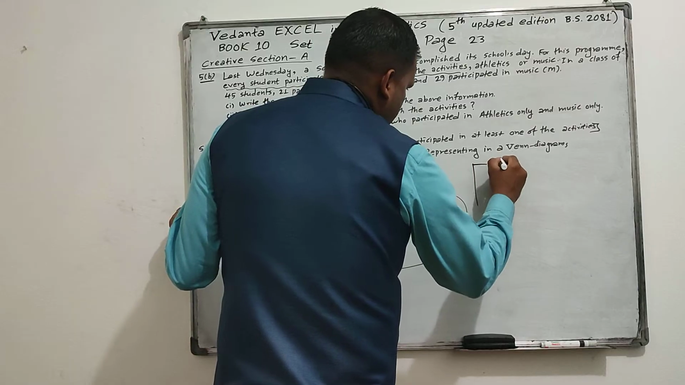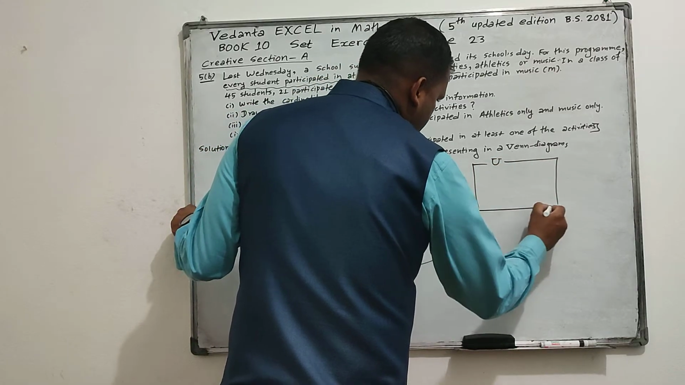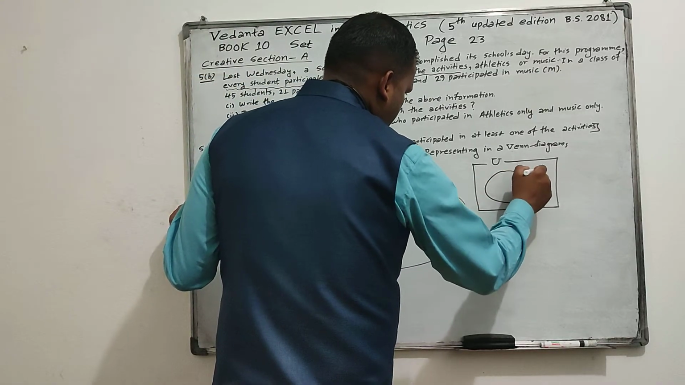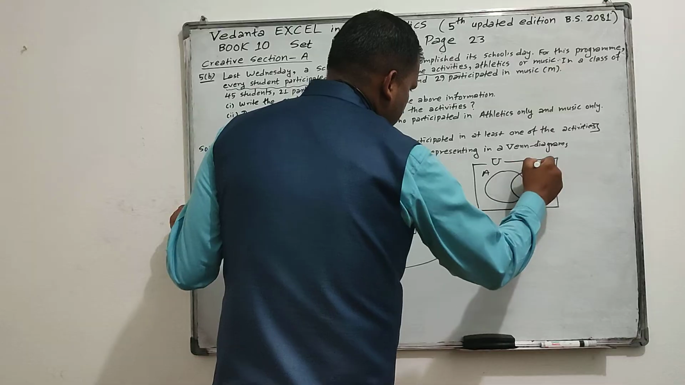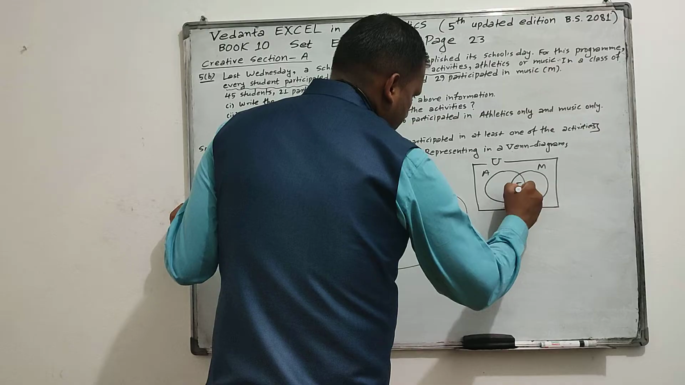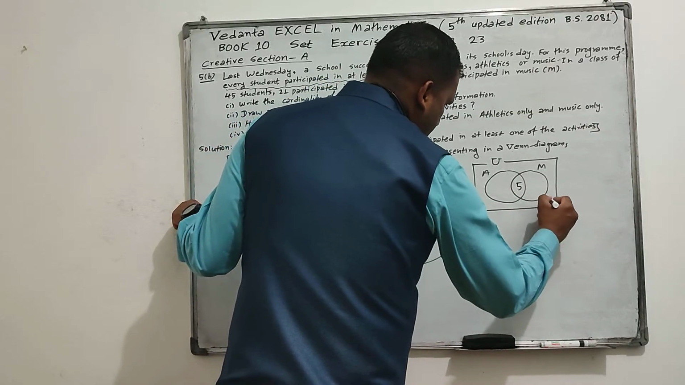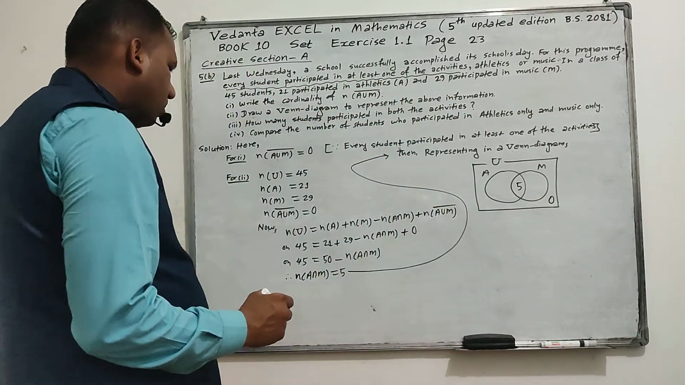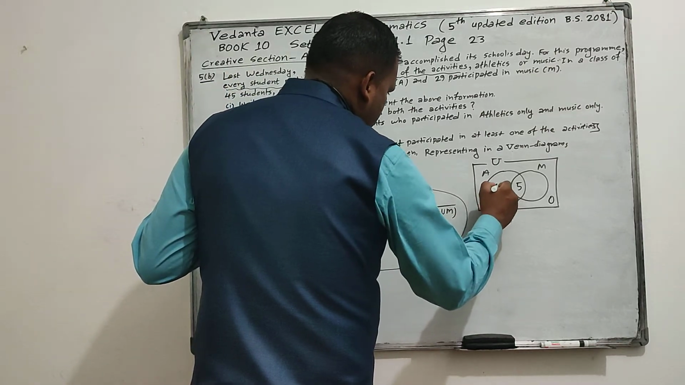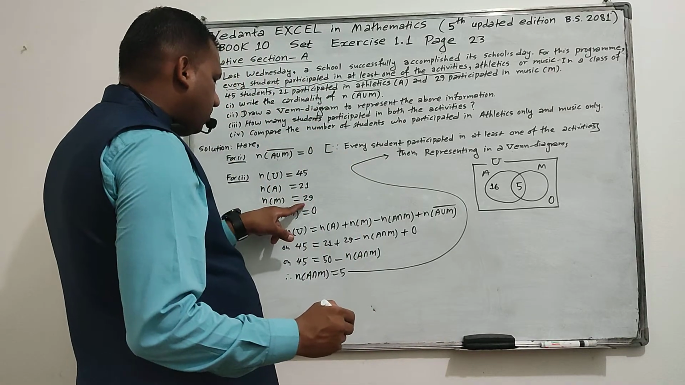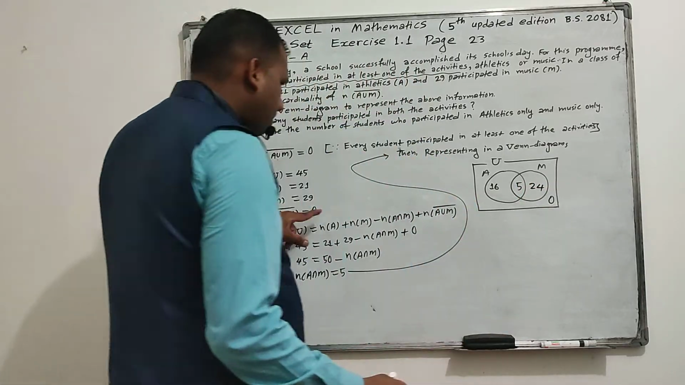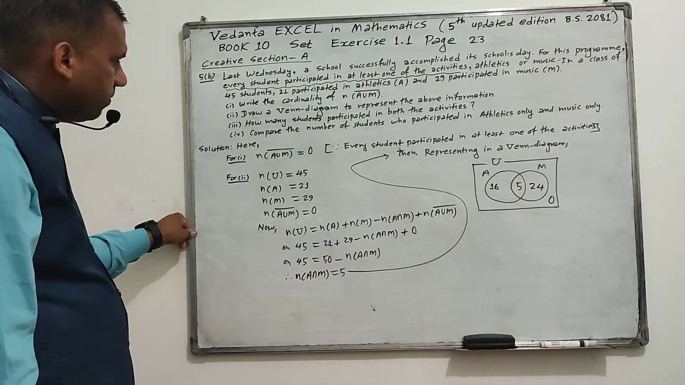Universal set U, and two subsets, athletics A and music M. Who perform both, that is 5. Who perform none, that is 0. Who perform athletics only, that is 21 minus 5, that is 16. Music only, 29 minus 5, that is 24. This is the Venn diagram.